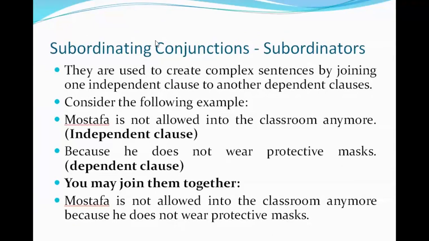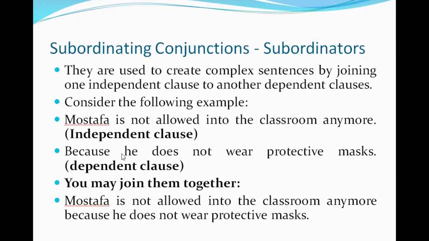Okay. Let's look at subordinating conjunctions or subordinators. We usually use them to create complex sentences, as we said before. And we do that by joining one independent clause plus a dependent clause, like the example here. Mustafa is not allowed into the class anymore. This is an independent clause. It doesn't require any further explanation.